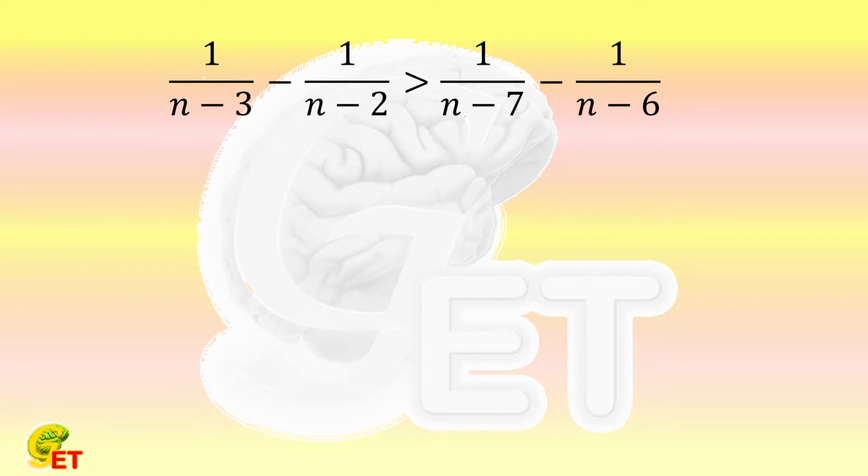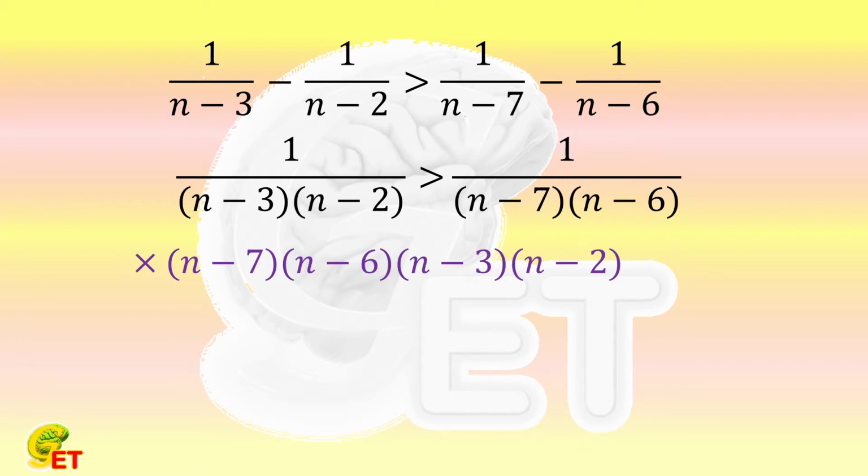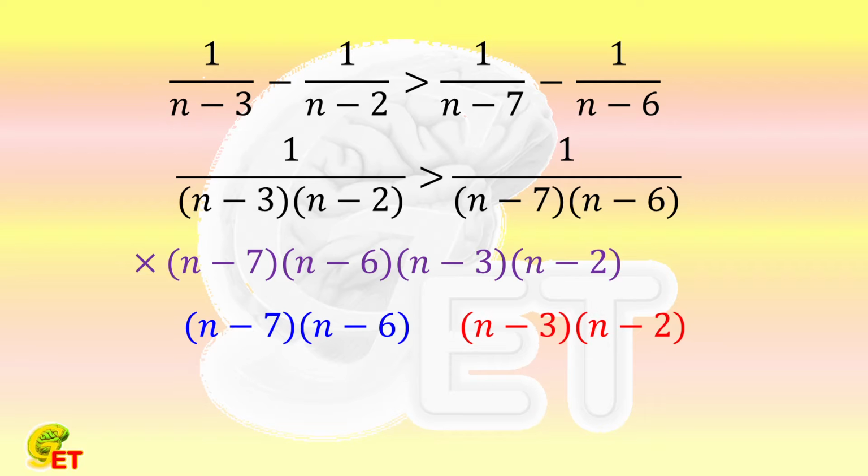On the left it is 1 over n-3 times n-2. On the right it is 1 over n-7 times n-6. A simple operation can transform all these fractions into integers, which is multiplying both sides by the product of n-7, n-6, n-3, and n-2 at the same time. On the left side it becomes n-7 times n-6. And on the right it is n-3 times n-2.